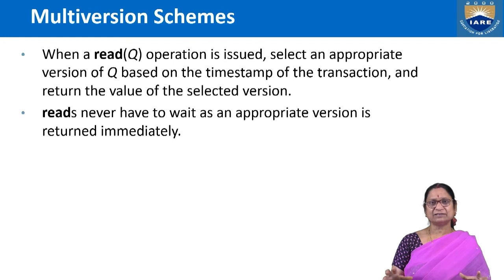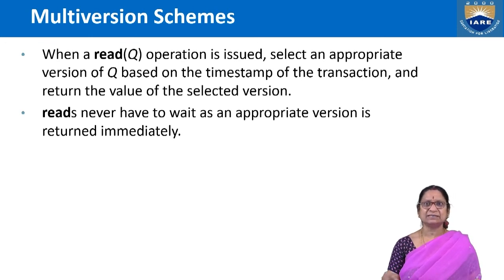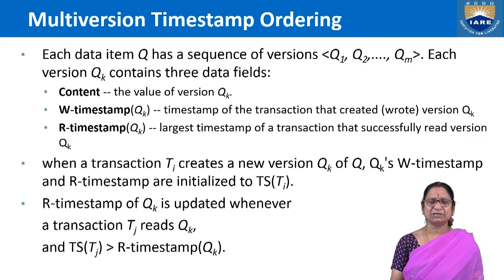So multiple versions are there, no? So which data has to be considered for this particular read statement? Depending upon the versions of Q, the respective read is going to be served. How to check it? Depending upon the timestamp. Return the value of the selected version only. Reads never have to wait as the appropriate version is returned immediately. No need to wait for reads. The respective wait is going to be released by us.